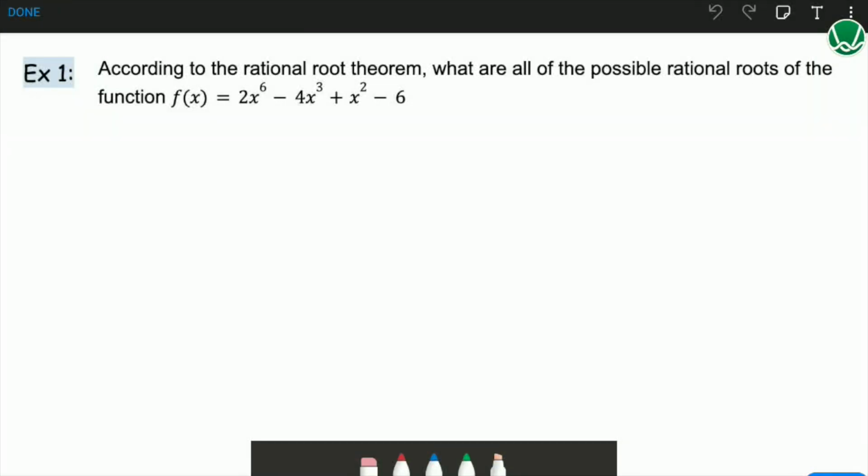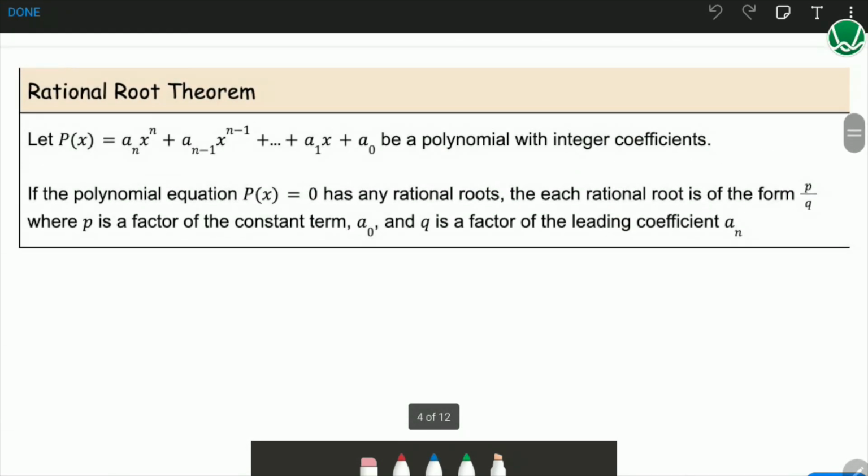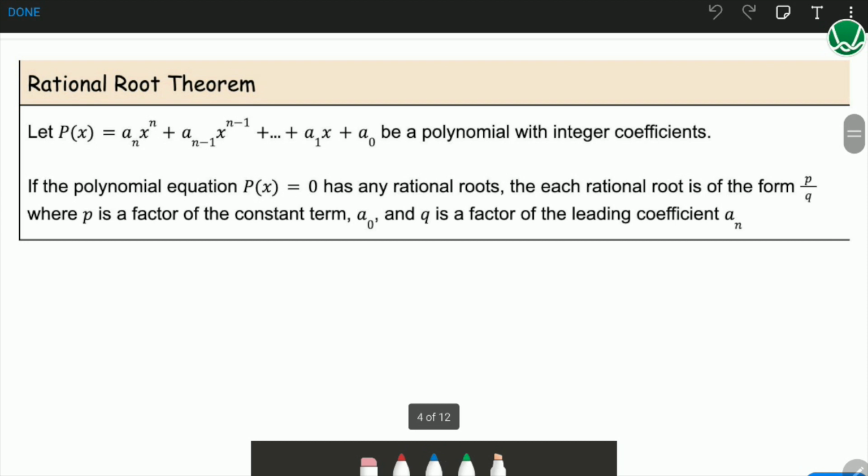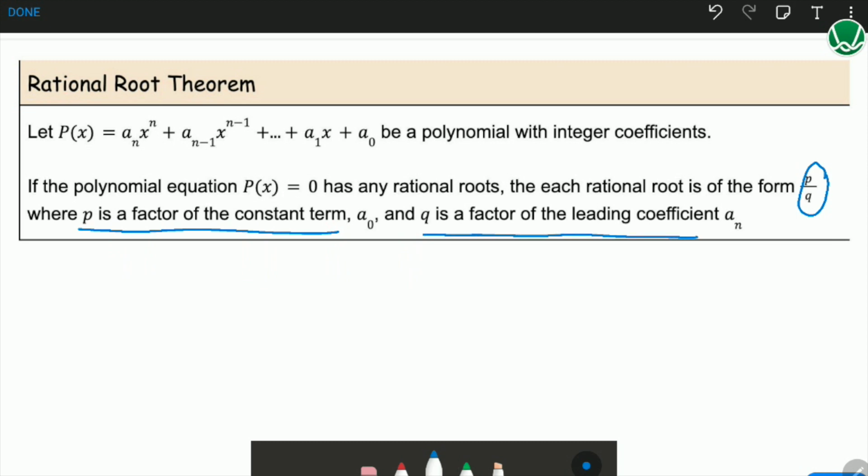In this example, we're asked, according to the rational root theorem, what are all possible rational roots of the function f of x equals 2x to the power of 6 minus 4x to the third plus x squared minus 6. Well, here's the rational root theorem. In summary, all possible roots are given by the expression p over q, where p comes from the factors of the constant term, so that's the last term without the variable, and q comes from the term of the leading coefficient.